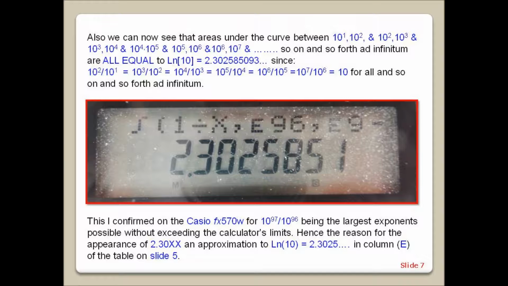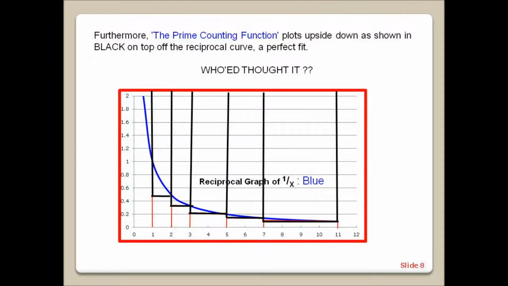This I confirmed on the Casio FX570W for the limits 10 to the power 96 and 10 to the power 97, being the largest exponents possible without exceeding the calculator's limits. Hence the reason for the appearance of 2.30xx, an approximation to the natural log of 10 equals 2.3025, in column E of the table on slide 5. Furthermore, the prime counting function plots upside down, as shown in black on top of the reciprocal curve, a perfect fit. Who'd have thought it?